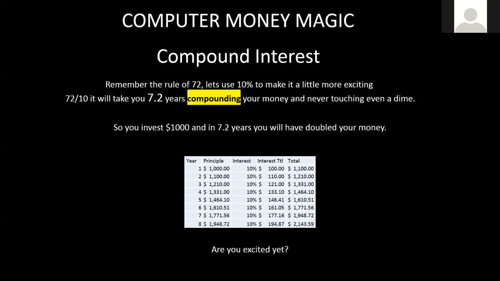So if you see here on the chart, where you get 10% interest on the first year, you make $100. That gives you $1,100. The second year, you start off with $1,100 at 10%, you actually make $110. That yields you at the end of the year $1,210. So on and so forth until you get down to the eighth year, which you'll make, obviously, doubled your money at $2,143. So, are you excited yet? You can double your money in 7.2 years.